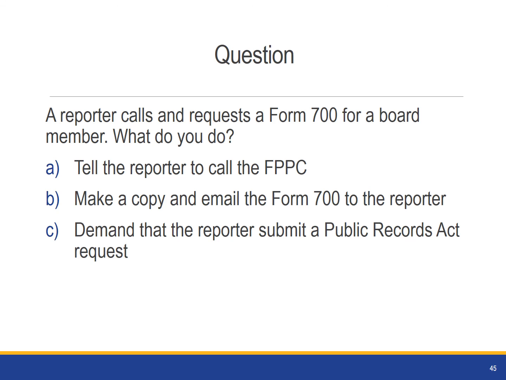Option B is the best option. You could use option A if the statement is one forwarded to the FPPC, but B is the better option. You should always provide copies of the forms upon request. And, as we discussed earlier, you may not require a Public Records Act request.